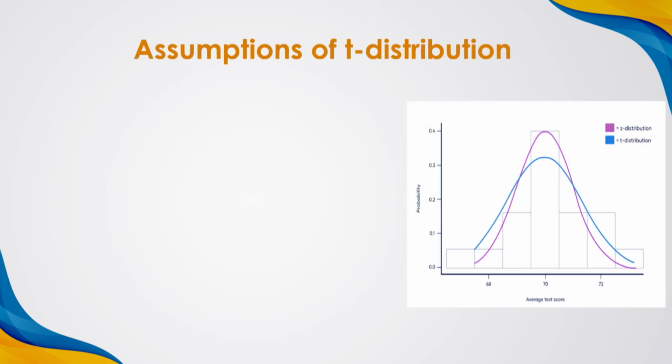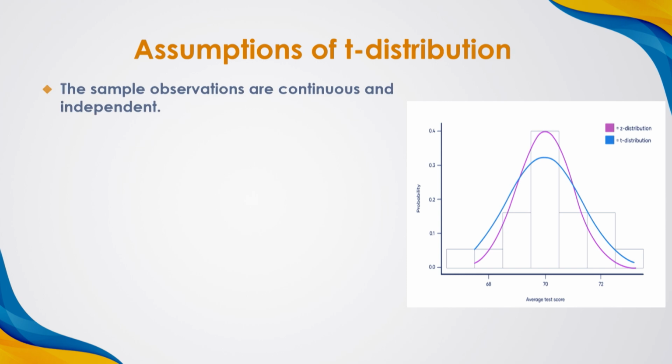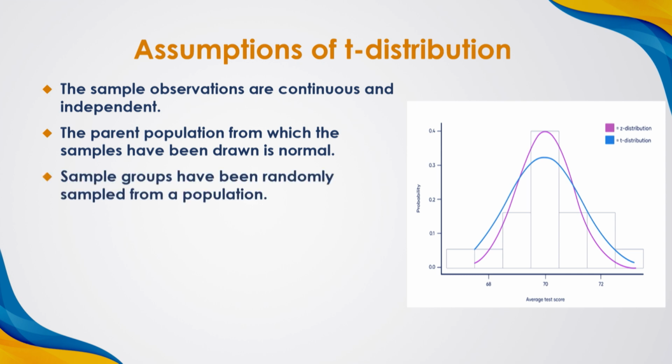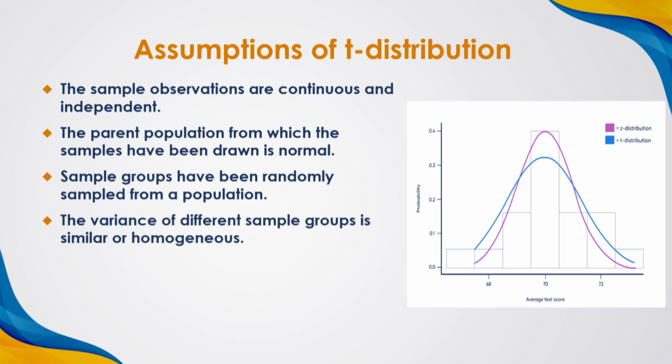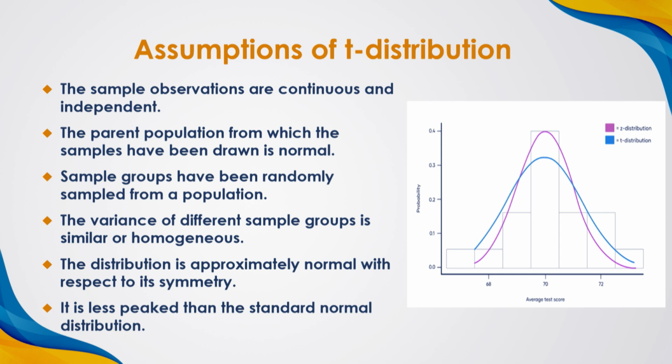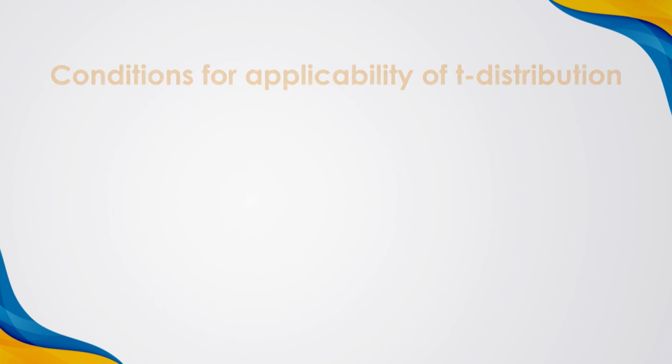Coming to the assumptions of the Student's t distribution: the sample observations are continuous and independent. The parent population from which the samples have been drawn is normal. Sample groups have been randomly sampled from a population. The variance of different sample groups is similar or homogeneous. The distribution is approximately normal with respect to its symmetry, and further it has lesser peakedness than the standard normal curve, as I mentioned earlier.